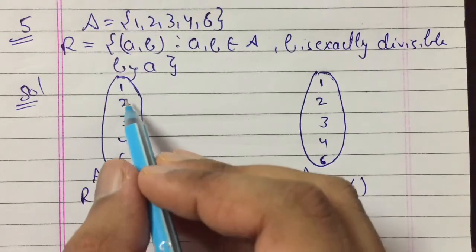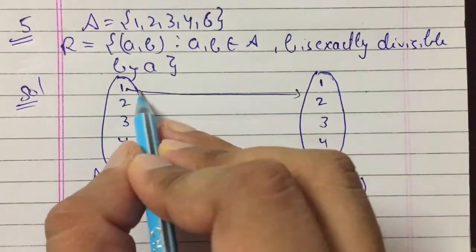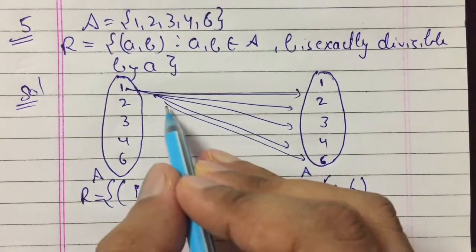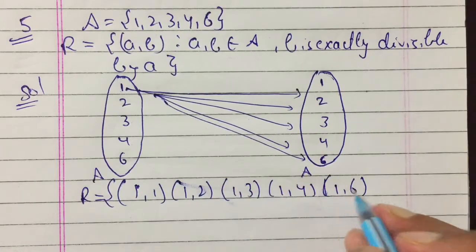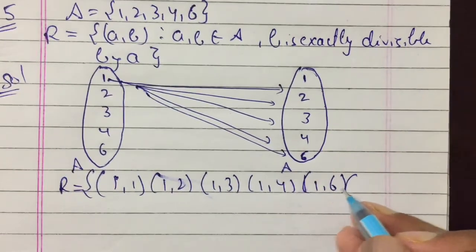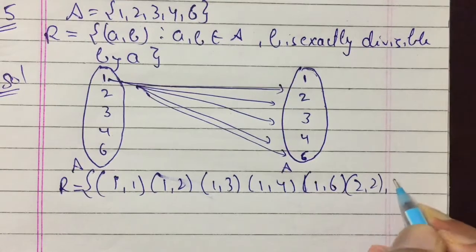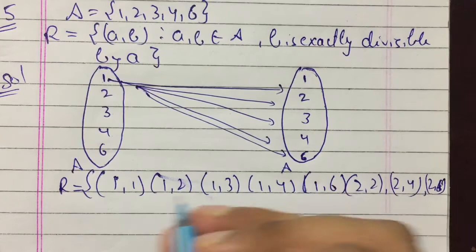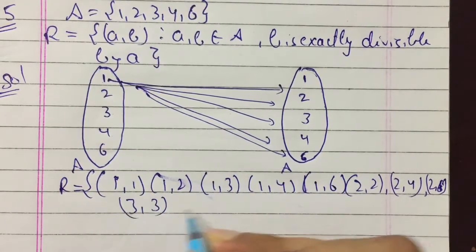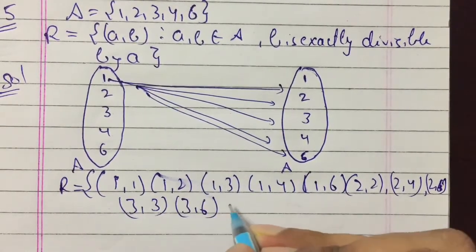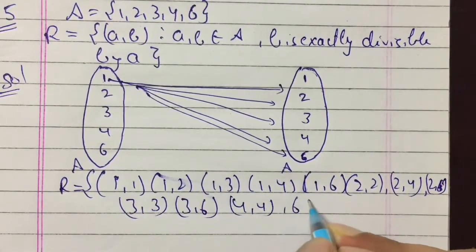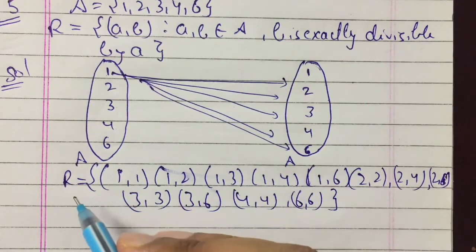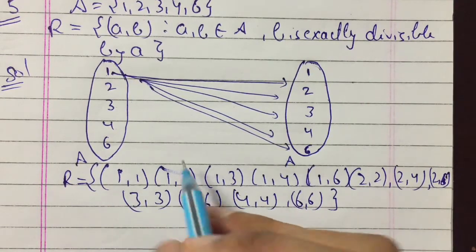Then let's come to 2. You can draw these lines in this way also. Now let's come to 2. So 2 divides 2 also. So 2 divides 2, 2 divides 4, and 2 divides 6, right? Then 3 divides 3, 3 divides 6, then 4 divides 4, and 6 divides 6. So these are all elements we have in this relationship set R, right?